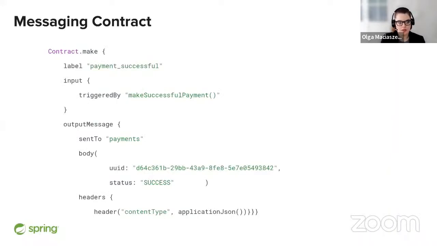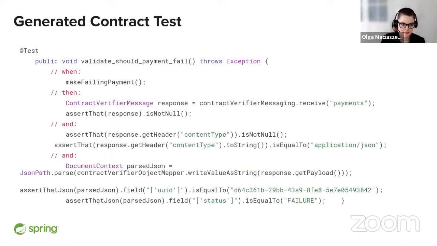And we could also use Spring Cloud Contract for messaging. So in the interest of time, I will not be demoing it, but I will just show you the contract on the slides. We usually have either an input message that should trigger an output message, or like here, for example, a method is called and that should trigger a certain output message. So in this case, if the method make successful payment is triggered, then an output message should be sent to payments topic or channel and should have certain body that we describe here and headers.